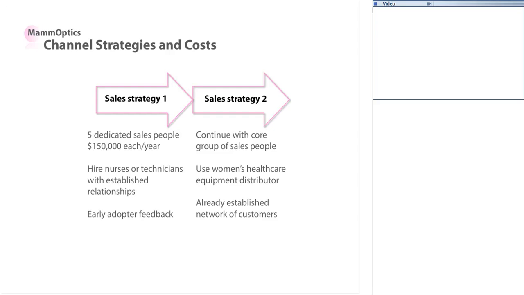So think about how the sales strategy you have today might not be the sales strategy you have a year from now. And again, that's okay. That's pretty typical in a startup.